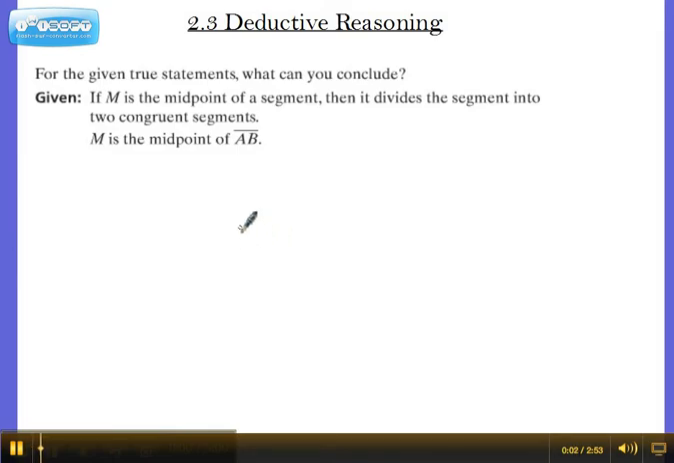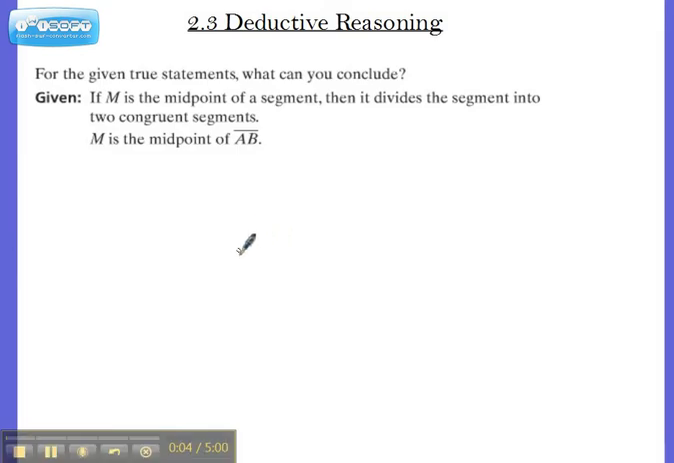Alrighty, two more examples here about deductive reasoning with the law of detachment. So let's say that we're given these true statements. What can we conclude? If M is the midpoint of a segment, then it divides the segment into two congruent segments. All right, that's a true statement. And then also we know that M is the midpoint of AB. So we're told that these are true statements, so they're both true.